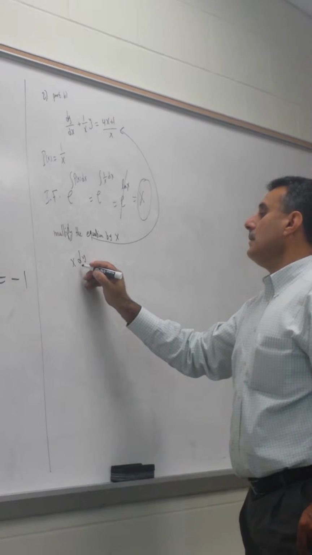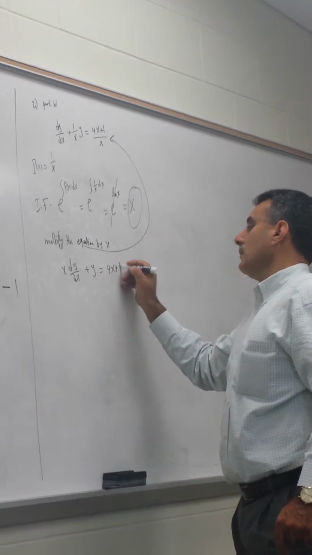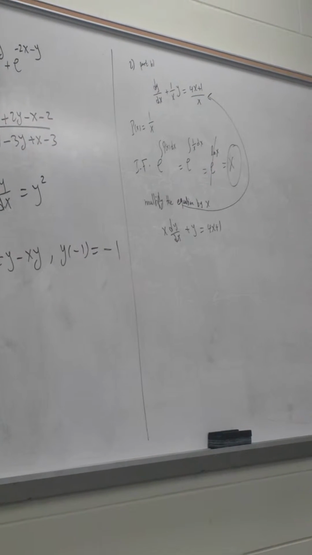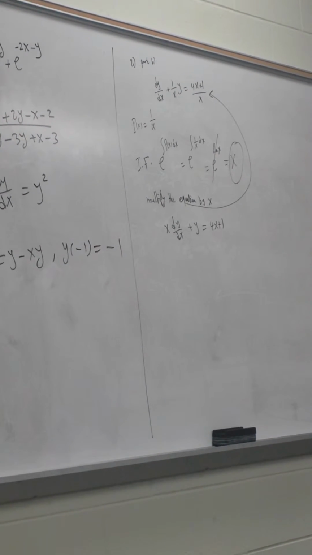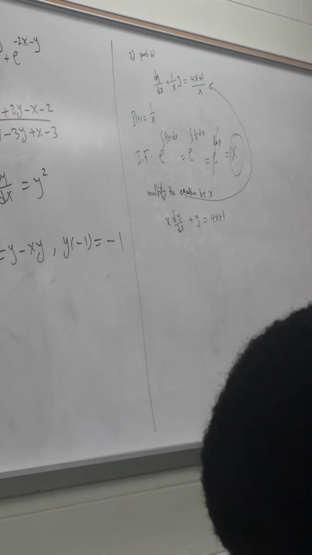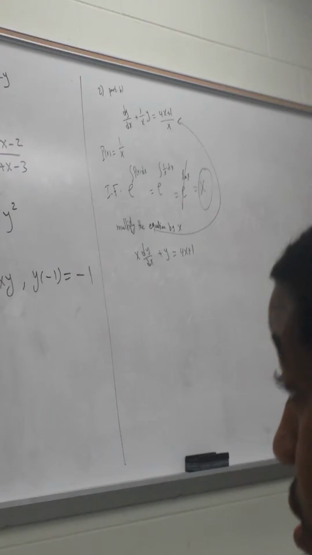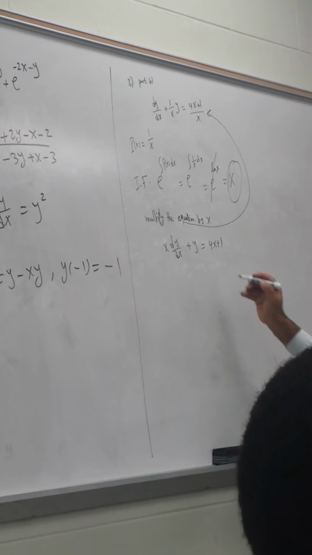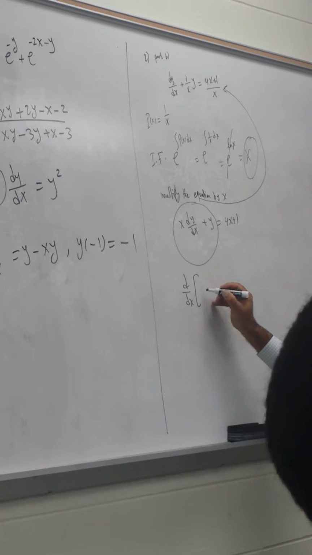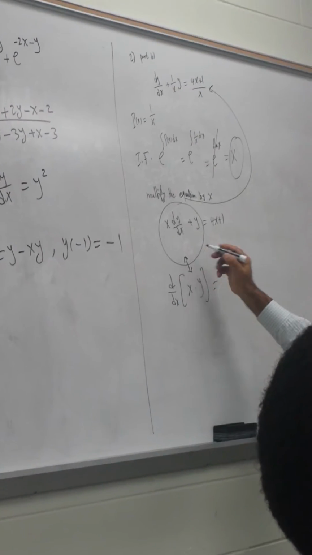x dy by dx plus y equals 4x plus 1. All right, when you multiply that by x, 1 over x cancels. x times 1 over x is 1. And then on the right-hand side, there's x in the denominator. When you multiply by x, the x is gone. So you get 4x plus 1. So if you do that, then automatically the left-hand side of the equation becomes the derivative of the integrating factor times y.